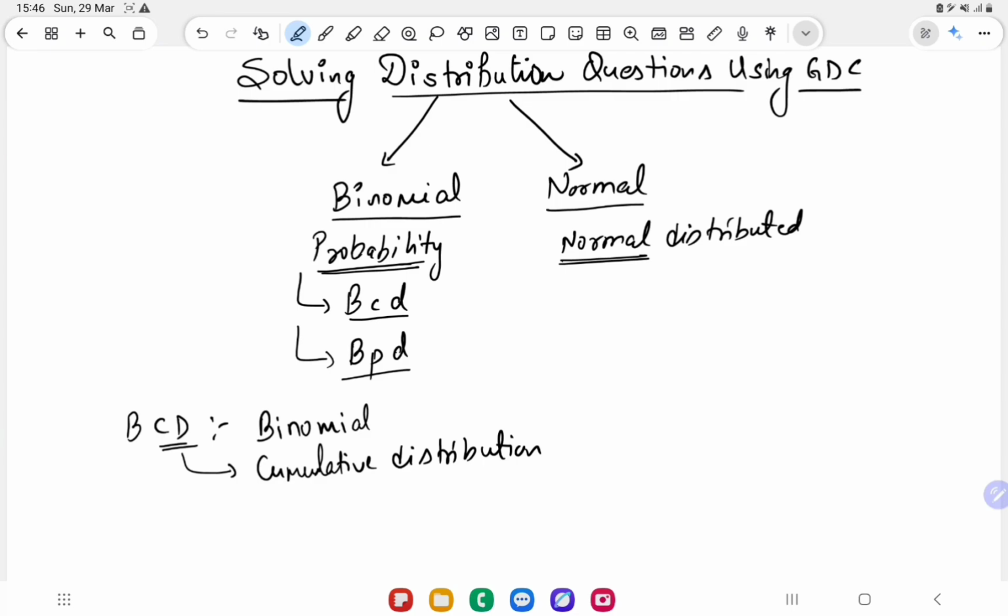Cumulative means that whenever I say I have a total number of days as, let's say, 20, and I am talking about finding the probability for a certain event when the number of days is greater than 8. So whenever we have greater than 8 or greater than any other number, or less than, then we will be using BCD.